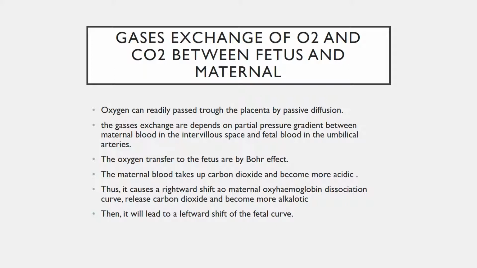The oxygen is transferred to the fetus by the Bohr effect, and the maternal blood takes up carbon dioxide and becomes more acidic. Thus, it causes a rightward shift to the maternal oxyhemoglobin dissociation curve. The fetal blood releases carbon dioxide and becomes more alkalotic. Therefore, it will lead to a leftward shift of the fetal curve.